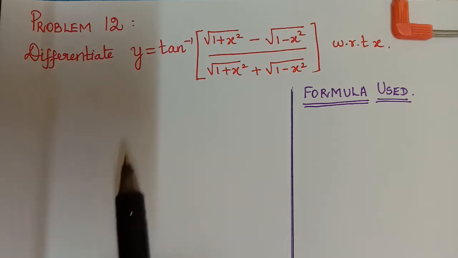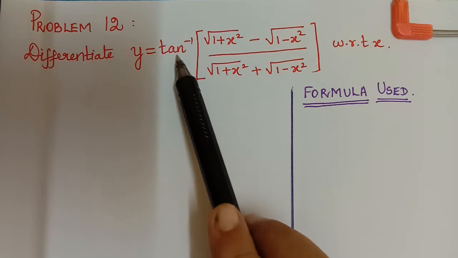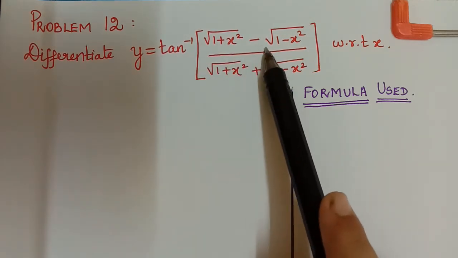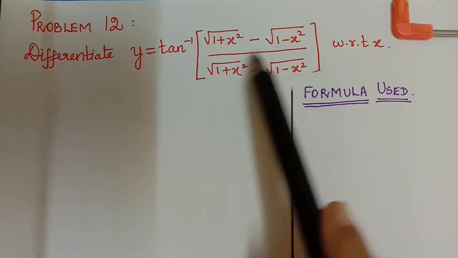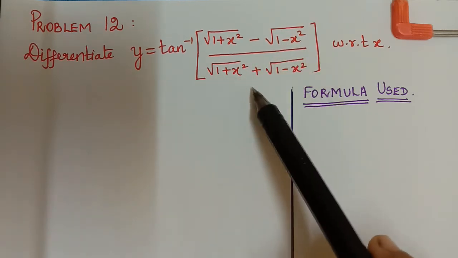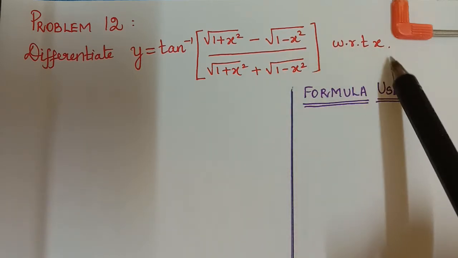Hello students, we shall now differentiate y equal to tan inverse of (square root of 1 plus x squared minus square root of 1 minus x squared) divided by (square root of 1 plus x squared plus square root of 1 minus x squared) with respect to x.